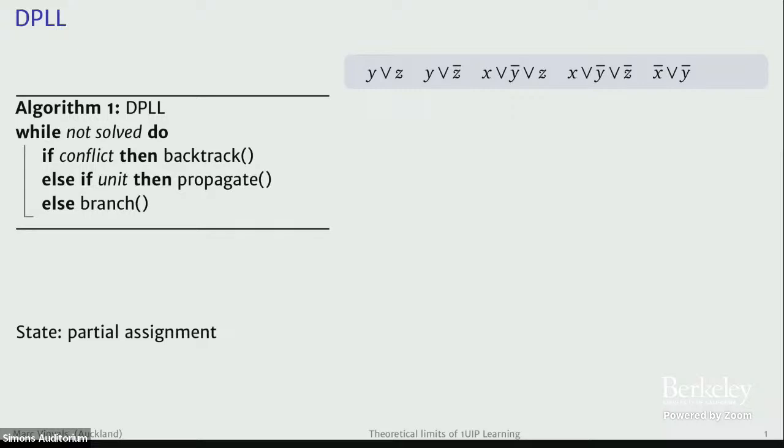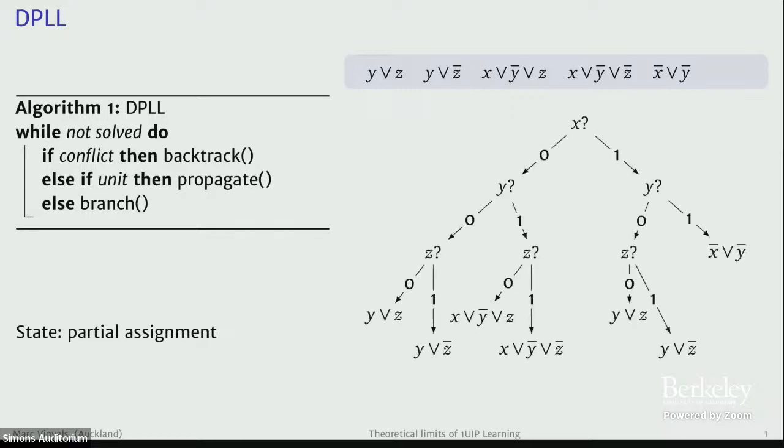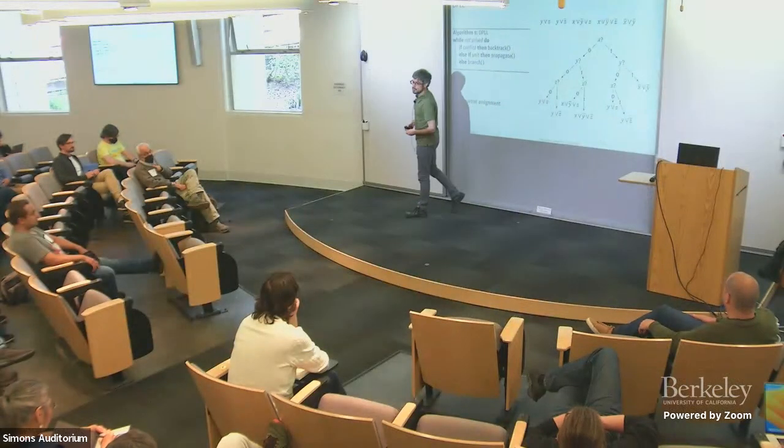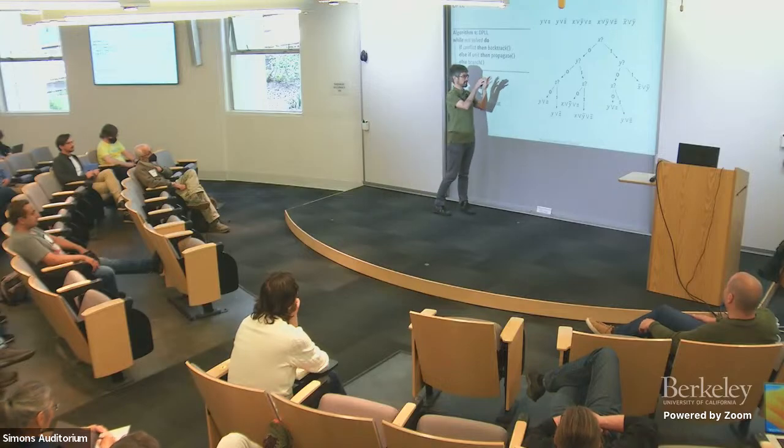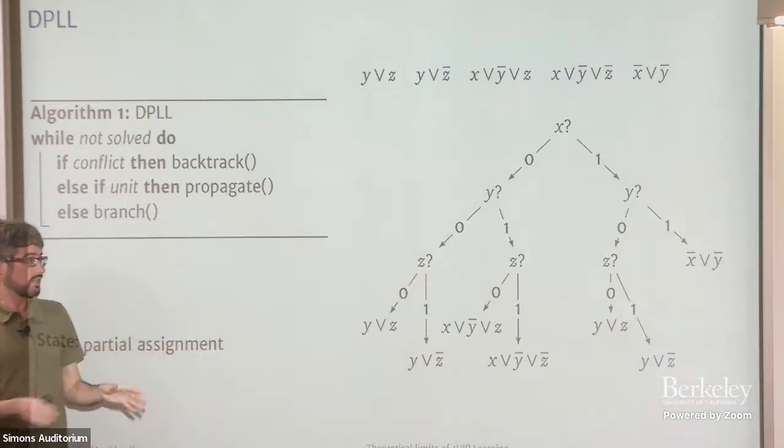So that's DPLL. Since it's a backtracking algorithm, we can think of its search tree, which is just all the branches the variables would go through. And this is the search tree that would correspond to this formula. We would start maybe by branching on X, then on Y. Then when we get to Z, we would have a conflict, we would backtrack and keep exploring all the branches. And because this formula is unsatisfiable, we'll eventually explore the whole search tree and find out that there's no solution here.